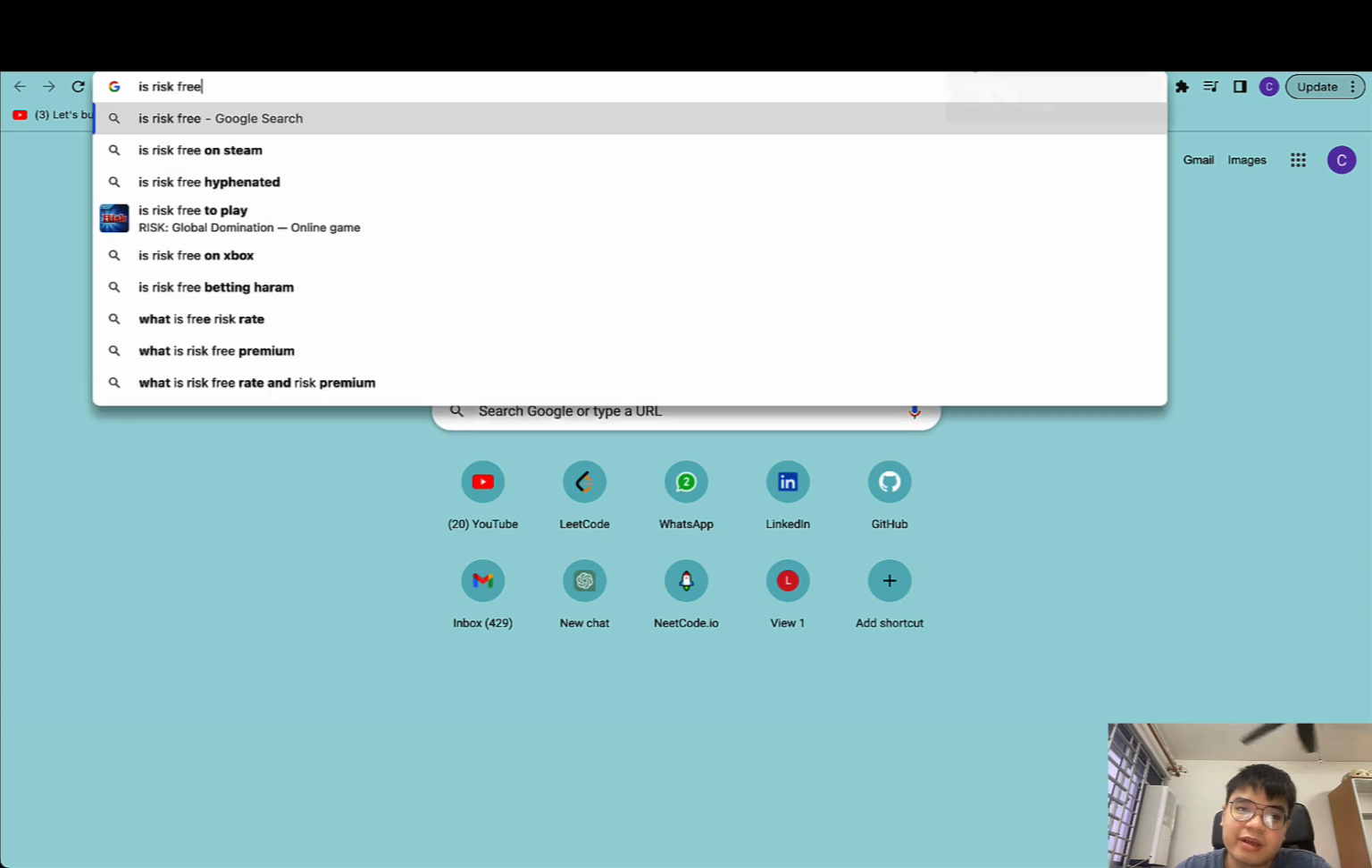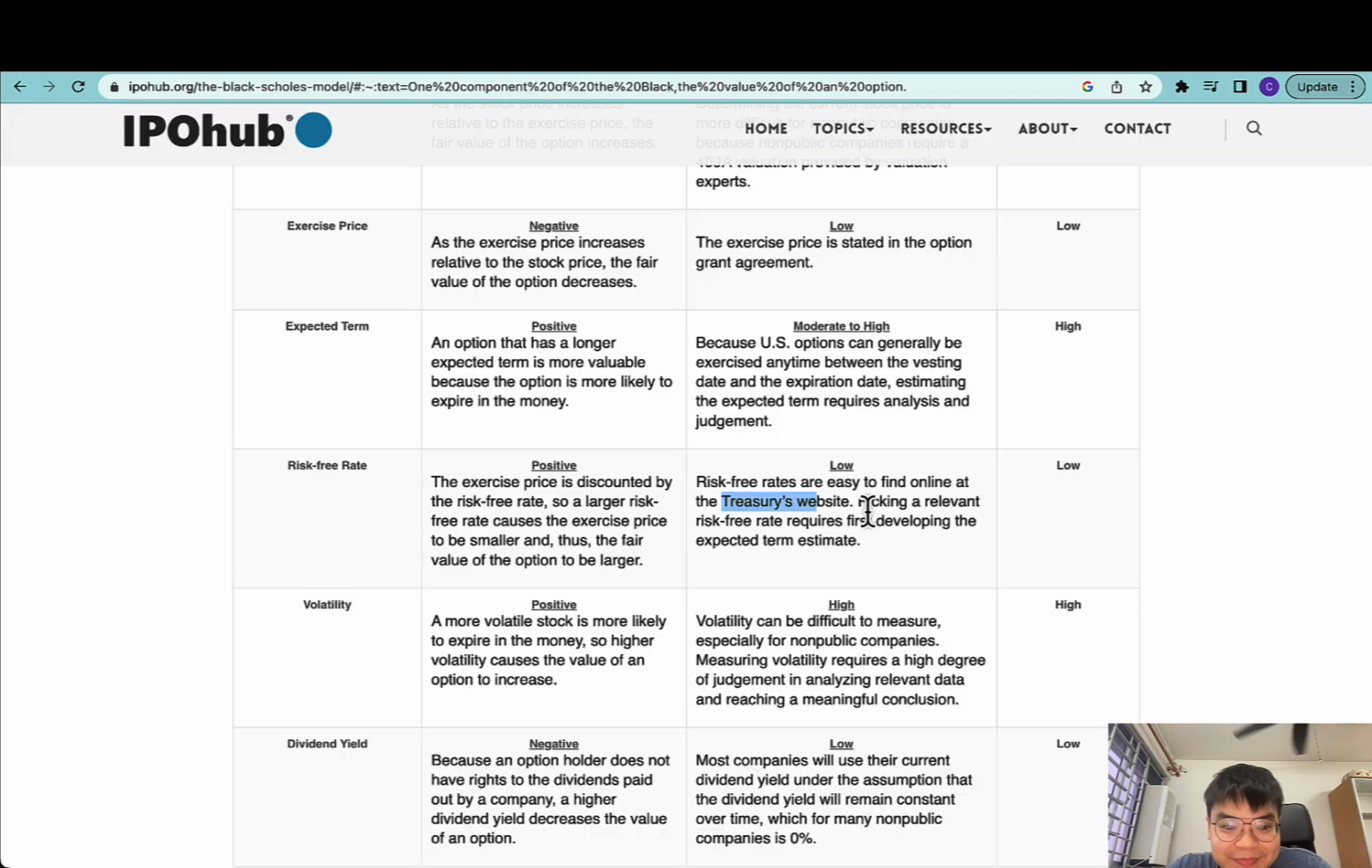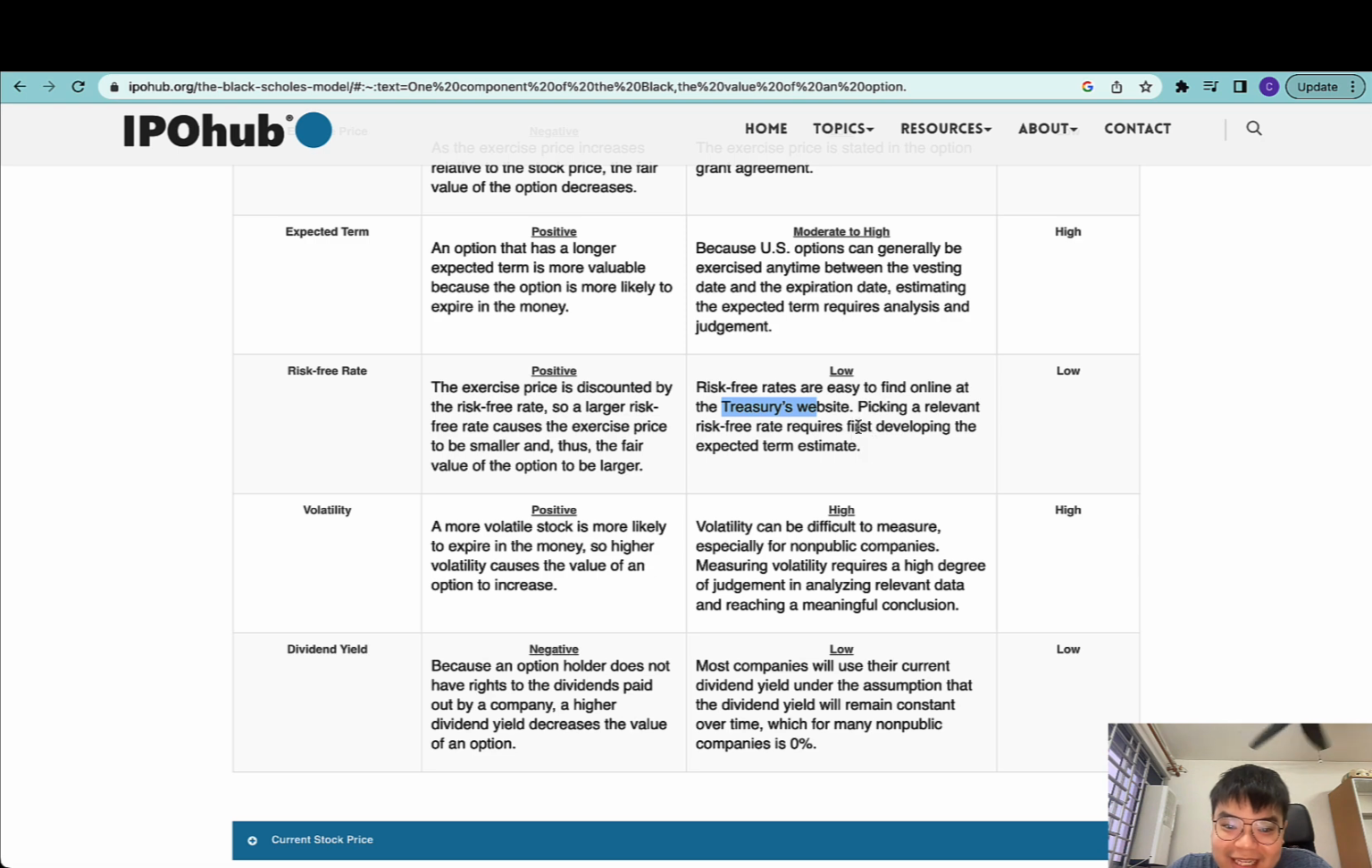Is the risk-free rate the same as the interest rate? The risk-free rate of return is the interest rate an investor can expect to earn on an investment that carries zero risk. So that is like if you borrow money from the bank. Okay, I guess that makes sense now.